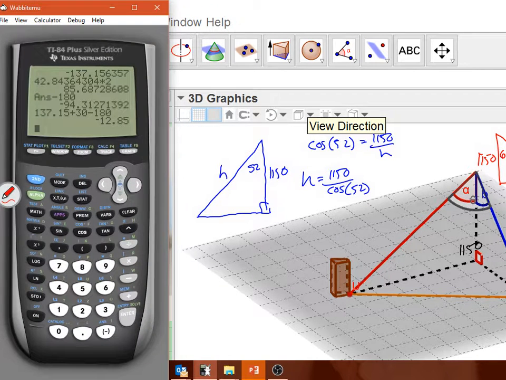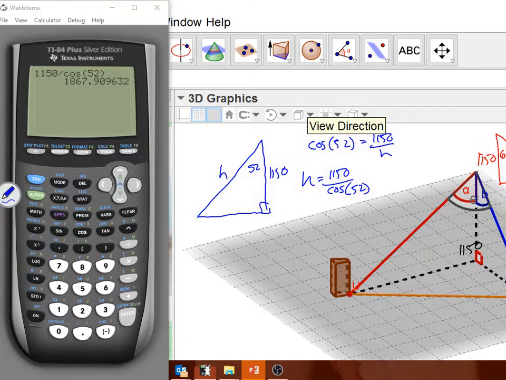So if we go ahead and evaluate those, we've got 1150 divided by cosine of 52. That's the blue one. It's 1867.909, and that makes sense based off of this vertical distance being 1150. That blue distance is going to be longer, but it's not ridiculous in regards to that size, so that's probably a good thing. Then we'll do the other one.